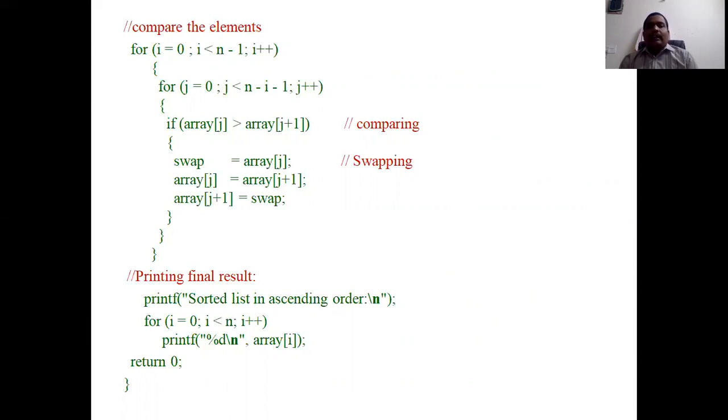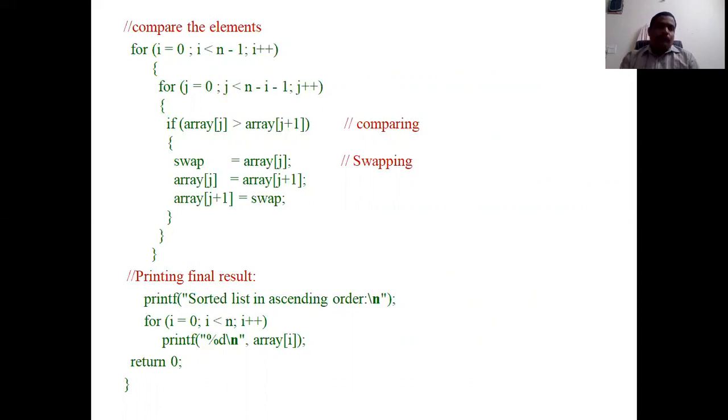So I is the pass. You consider I is the pass. I equal to 0 means 0 pass. Pass 1 is over. I equal to 1 means after second pass. I equal to 2 means second, third pass. Like that. This is the pass.